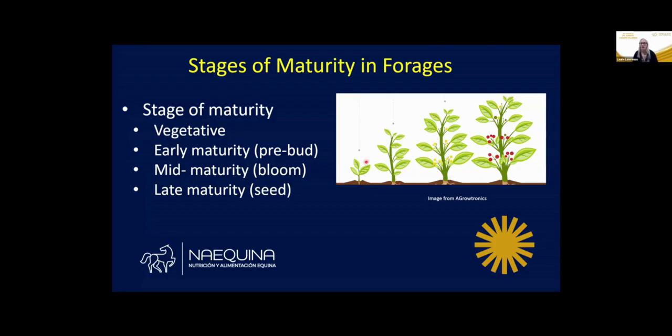It's important to realize that if you cut the plant off when it's vegetative, it's going to grow back and be vegetative for a longer period of time. So when people talk about mowing a pasture or keeping it in a vegetative state, what they're trying to do is to prevent the plant from reaching later maturity. Okay? And that's because these different stages have different nutrient compositions.